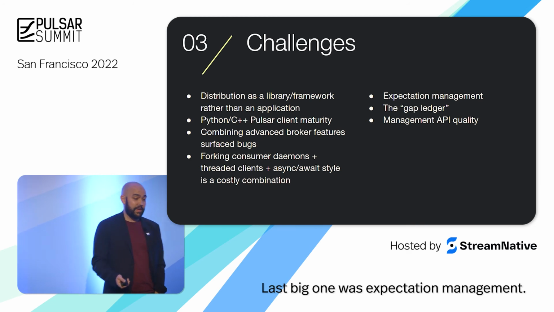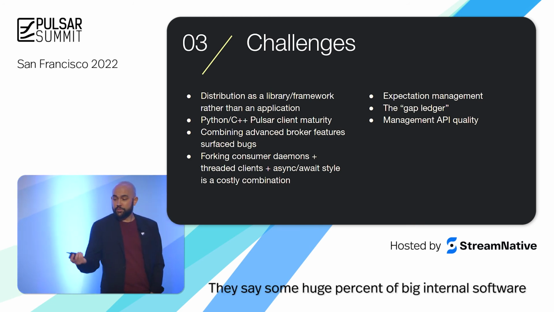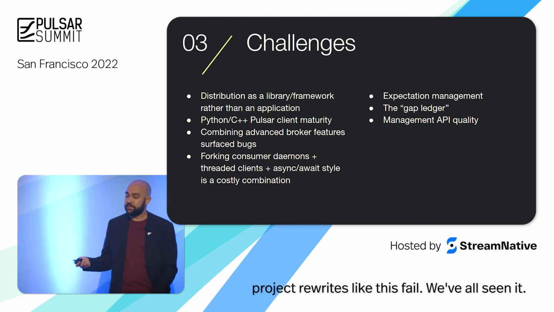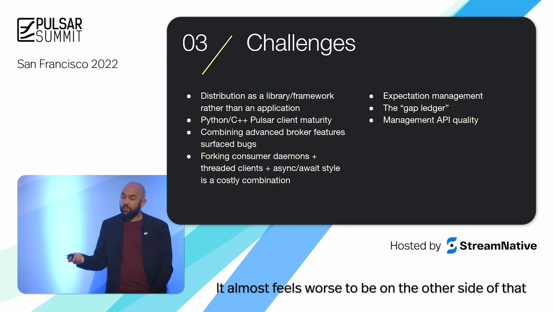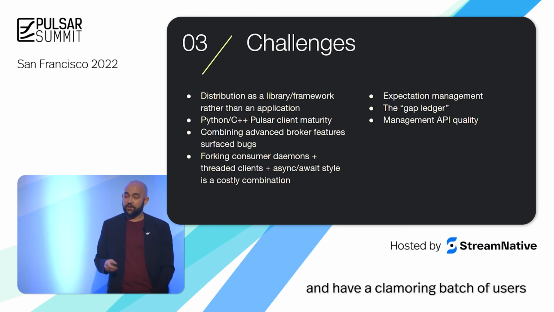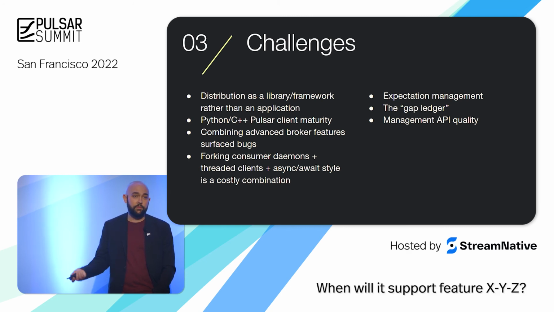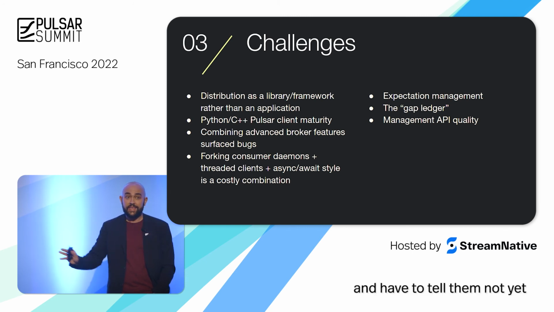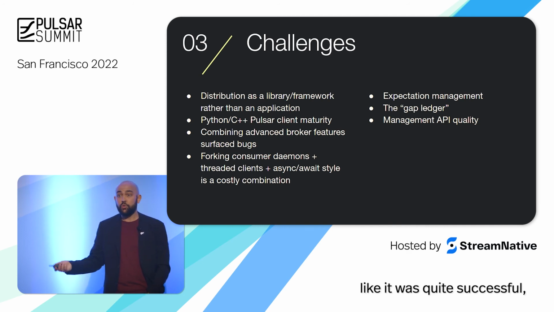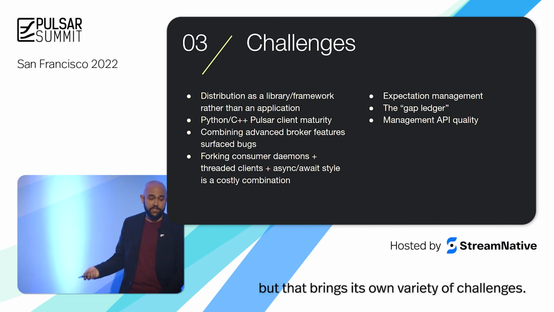Last big one was expectation management. They say some huge percent of big internal software project rewrites like this fail. We've all seen it. It almost feels worse to be on the other side of that and have a clamoring batch of users constantly asking when will it be ready, when will it have a higher SLA, when will it support feature XYZ, and have to tell them not yet. Like it was quite successful, but that brings its own variety of challenges.